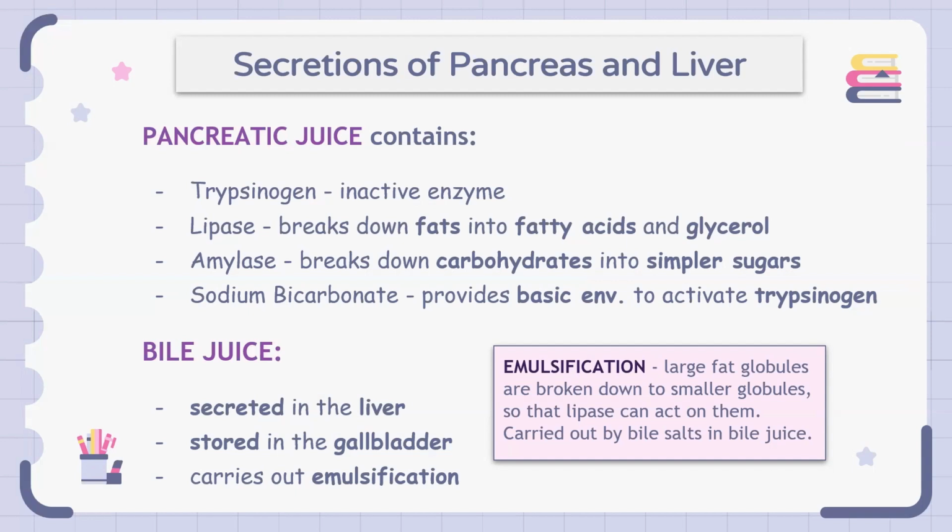Bile juice is secreted in the liver and stored in the gallbladder. It carries out emulsification. Emulsification is the process in which large fat globules are broken down into smaller fat globules so that the lipase enzyme can act on them. It is done by the bile salts in the bile juice.